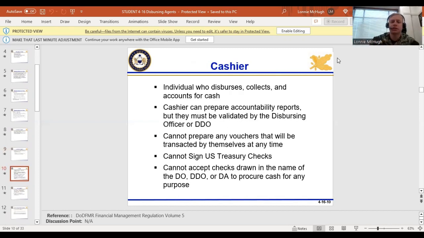Our cashier, another agent, they're able to disperse money, collect money, cash checks, that sort of thing. Typically, what you're going to see these in is in your store, though. So they're going to be collecting on behalf of the store or the food service operation. And that's in a scenario where you don't have Navy Cash. They cannot prepare vouchers that they're going to be using for themselves, can't sign U.S. Treasury checks, and they cannot accept checks drawn in the name of the disbursing officer, the deputy, or a disbursing agent.